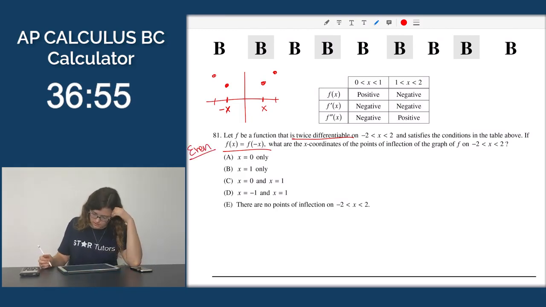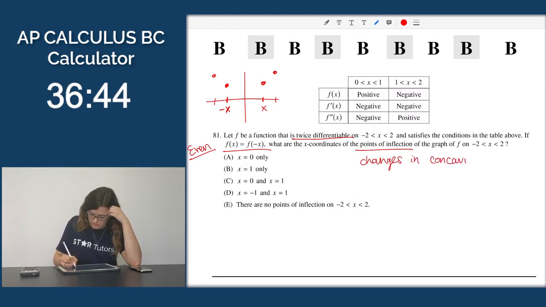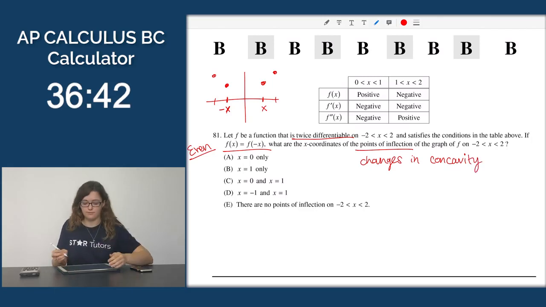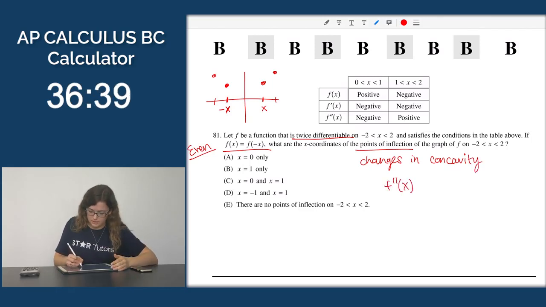What are the x-coordinates of the points of inflection of the graph of f? So again, points of inflection mean changes in concavity. That means the second derivative, f double prime of x, is changing sign.